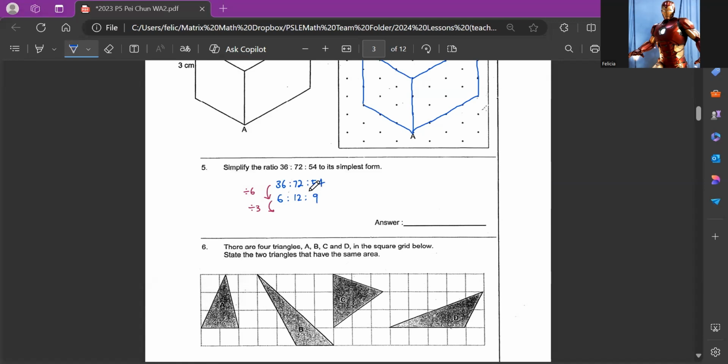But because the first number that came to my mind just now was 6, and since I can't use a calculator, I'll just do a manual division in this case. Let me just write this near the arrow. So let's go on to further divide by 3. This will be 2, 4, and 3. And that would be my simplest form, 2 to 4 to 3.